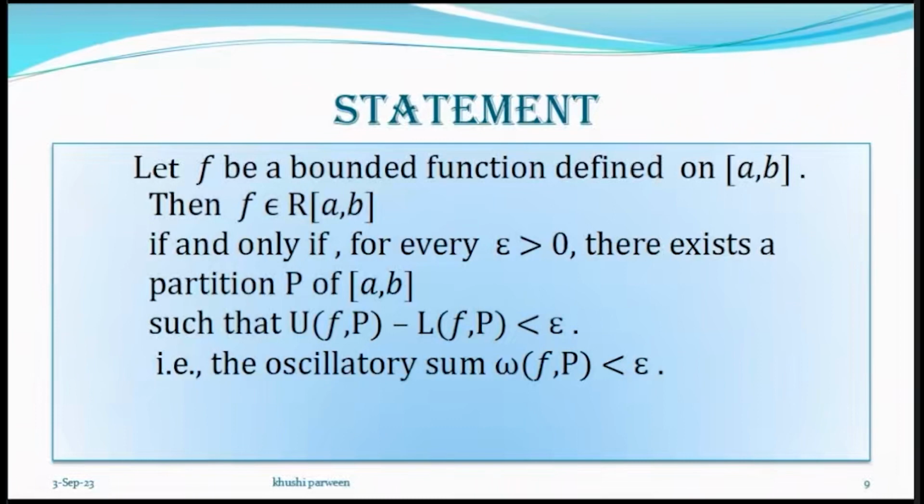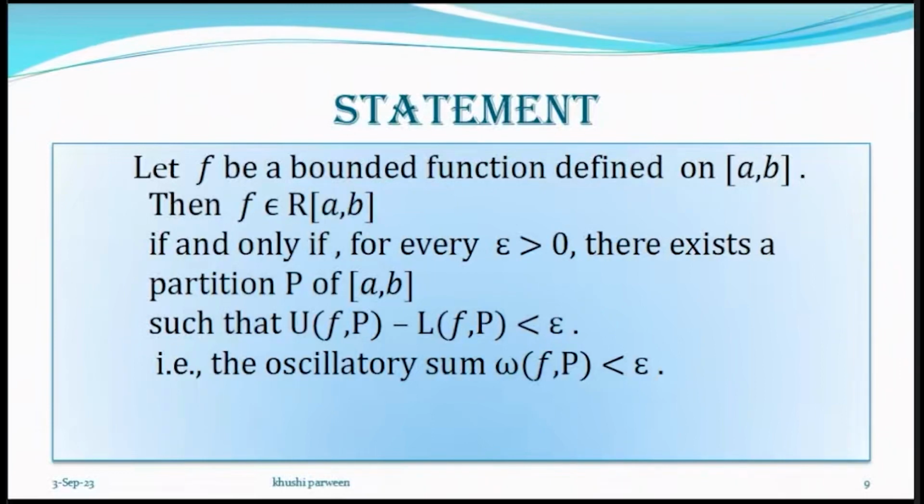Let m and capital M be the greatest lower bound and least upper bound of f in the closed interval [a, b]. Then m is equal to 0 and capital M is equal to 1, because this is a bounded function, and 0 is the infimum and 1 is the supremum, since every subinterval [x_{i-1}, x_i] of the closed interval [a, b] contains rational as well as irrational points.